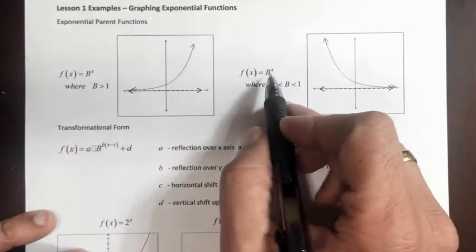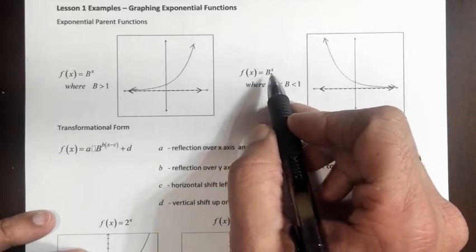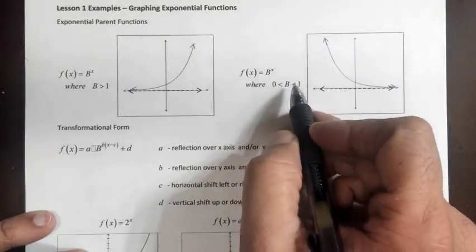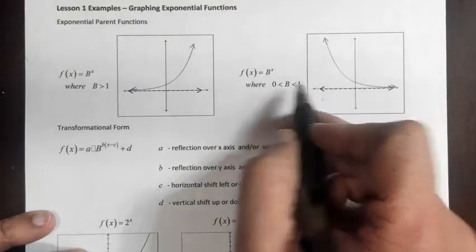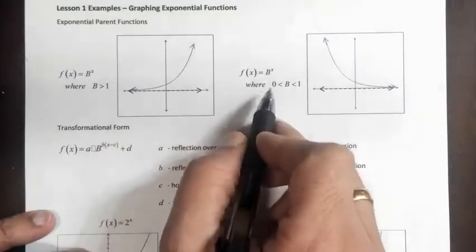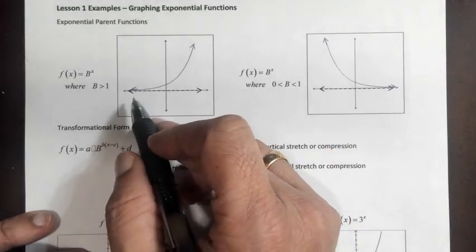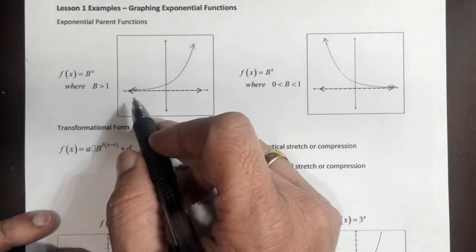The second function is f of x is equal to b to the power of x, where b is between 0 and 1. So these are the only two possibilities for any base of this type of problems. You cannot have a 0 or a negative number to replace b.